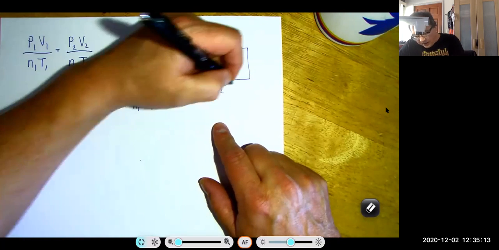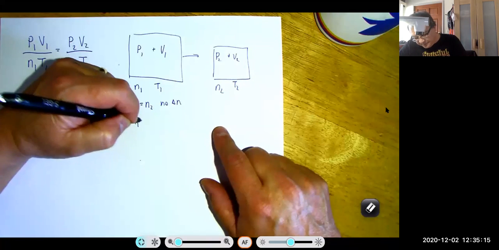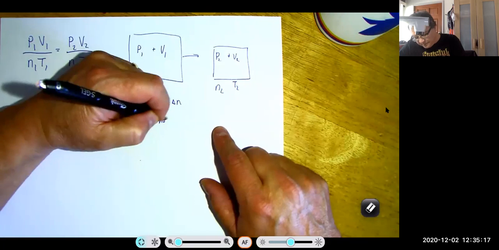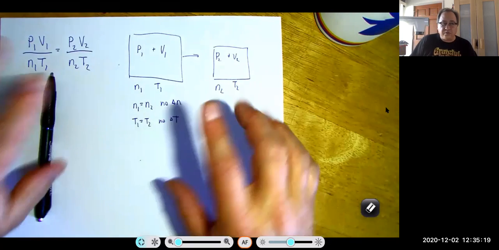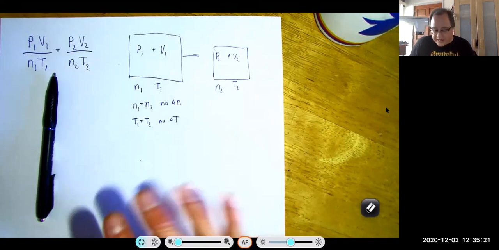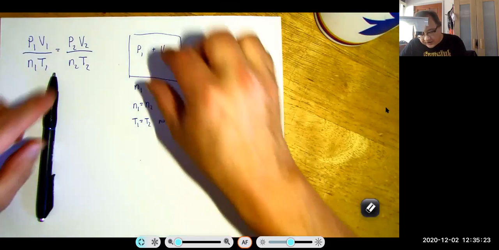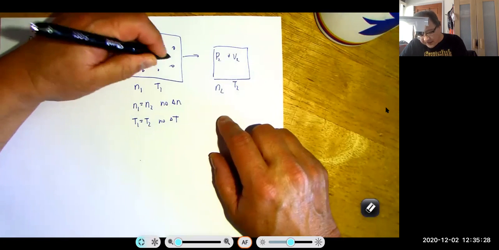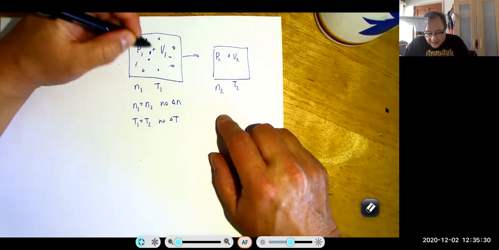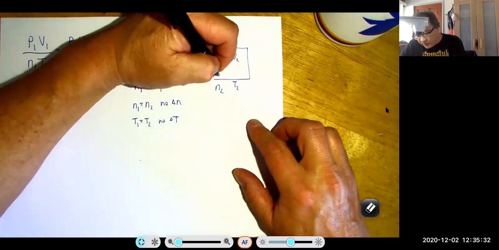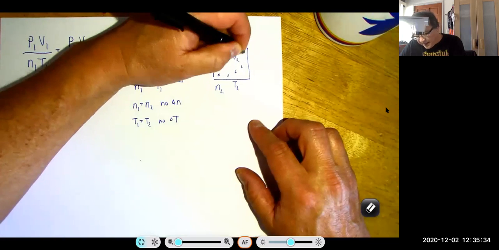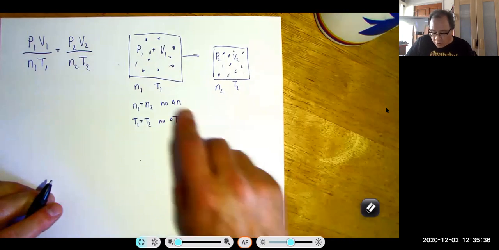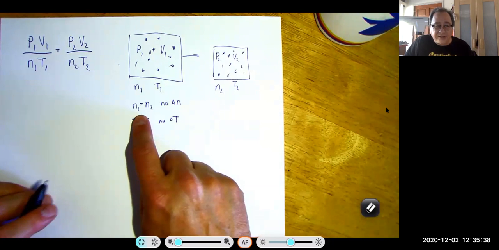T1 and T2 are equal. So this is a problem where you take all of the gas, 1, 2, 3, 4, 5, 6, 7, 8, 9, 10, all of the gas particles, and you put them in here. 1, 2, 3, 4, 5, 6, 7, 8, 9, 10. So the moles do not change.